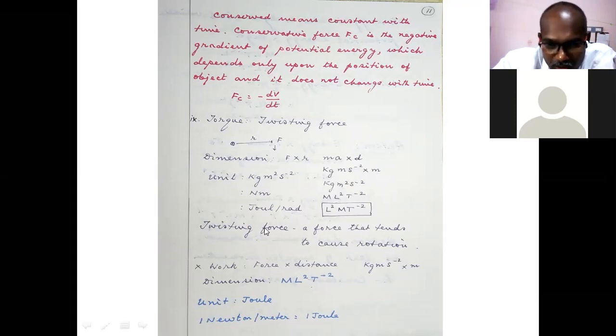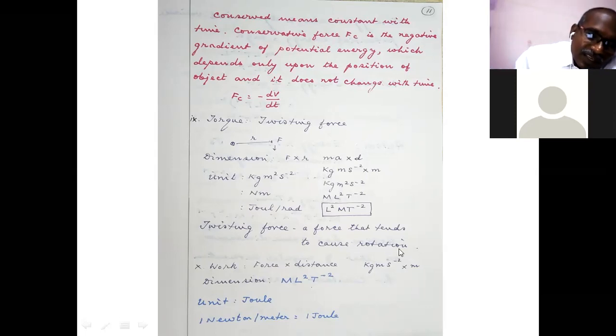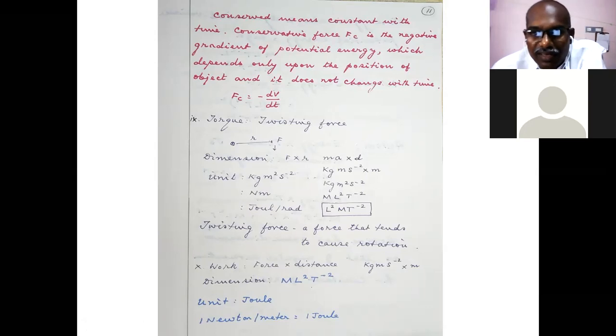So, what is a twisting force? A force that tends to cause rotation. It is the twisting force. And it can also be given the unit joule per radian. What is a joule? Joule is work done. What is the joule per radian? It is also another unit for the twisting force.